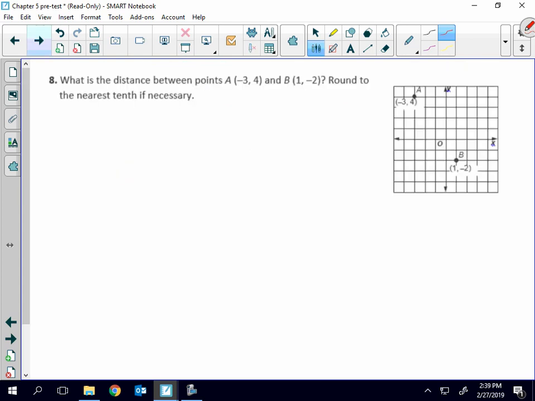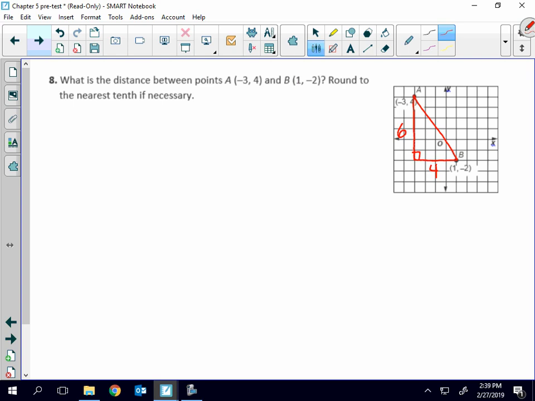Okay, what is the distance between the points A and B? Round to the nearest tenth if necessary. You can use the distance formula, or I'm just going to do it right on the graph because it gives me a graph. Make a right triangle. It doesn't matter which side of these two points you make the right triangle on. It'll work either way. I just know I have a distance of 4 horizontally and a distance of 6 vertically.